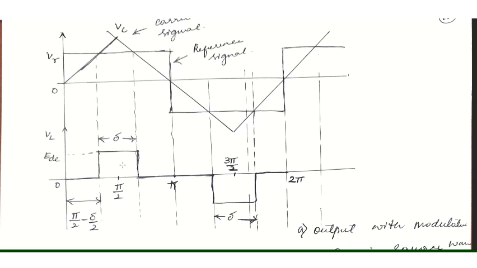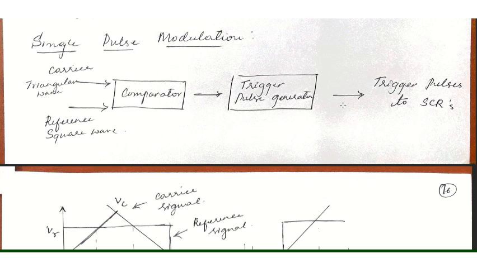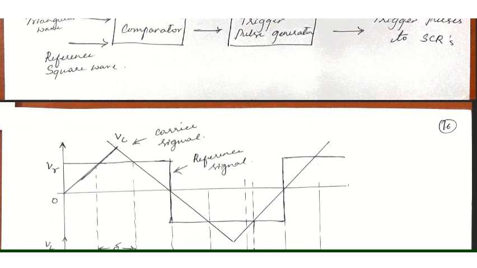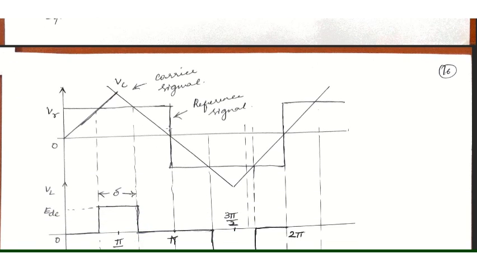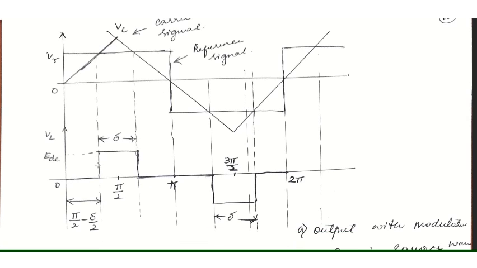So this will be generating pulses of, say, fixed amplitude EDC. As you can observe here, the amplitude will always be fixed at EDC, but the duration depends on the value of the carrier signal and the reference signal. Whenever Vc is greater than Vr, for that duration you will be getting the pulse generated by the pulse generator according to this generalized block diagram. These pulses will be given to the semiconductor devices, which will be conducting or turned on. Whenever they are turned on, we obviously know that there is the output, right? So this is the waveform you can observe here.